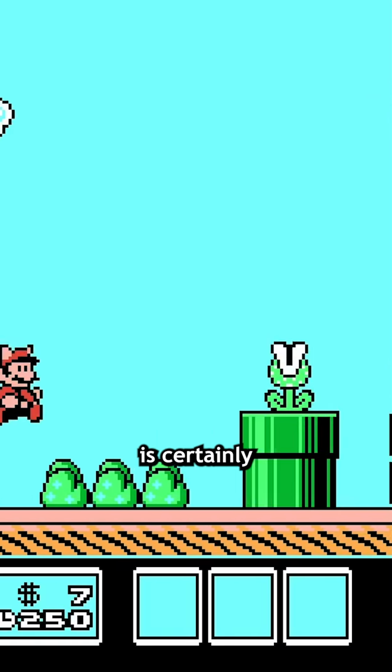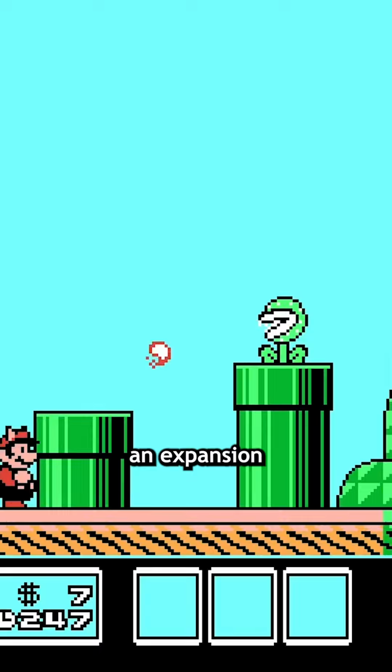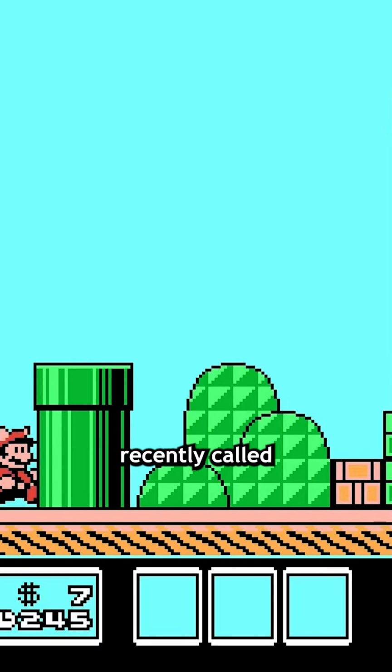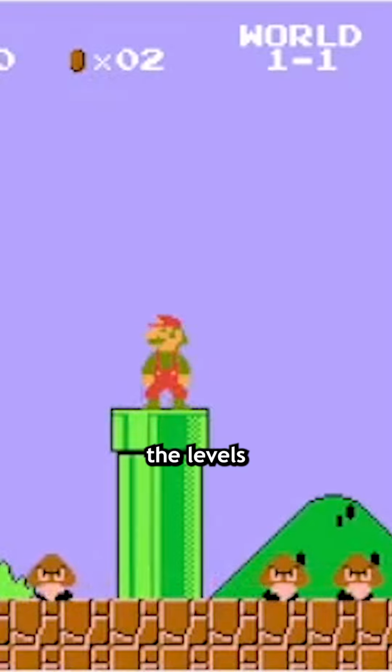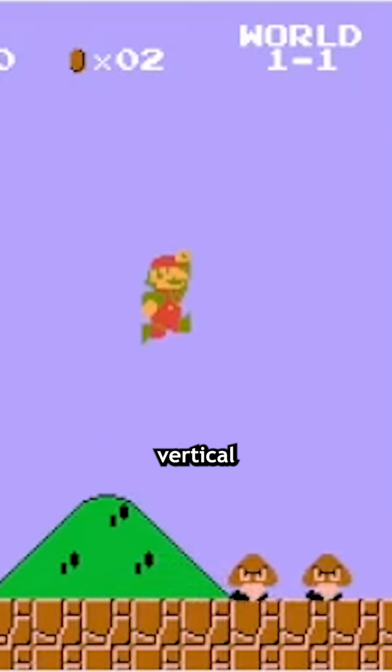First off, Mario 3 is certainly an upgrade overall, making use of an expansion chip, something I talked about recently, called an MMC3. Something you may notice about the original Super Mario Bros. is that the levels are only horizontal, with no vertical gameplay.